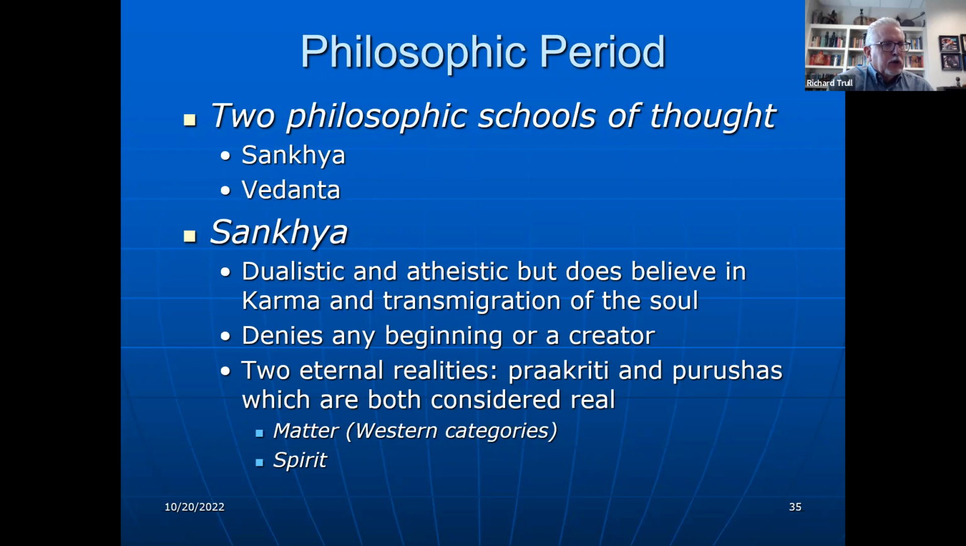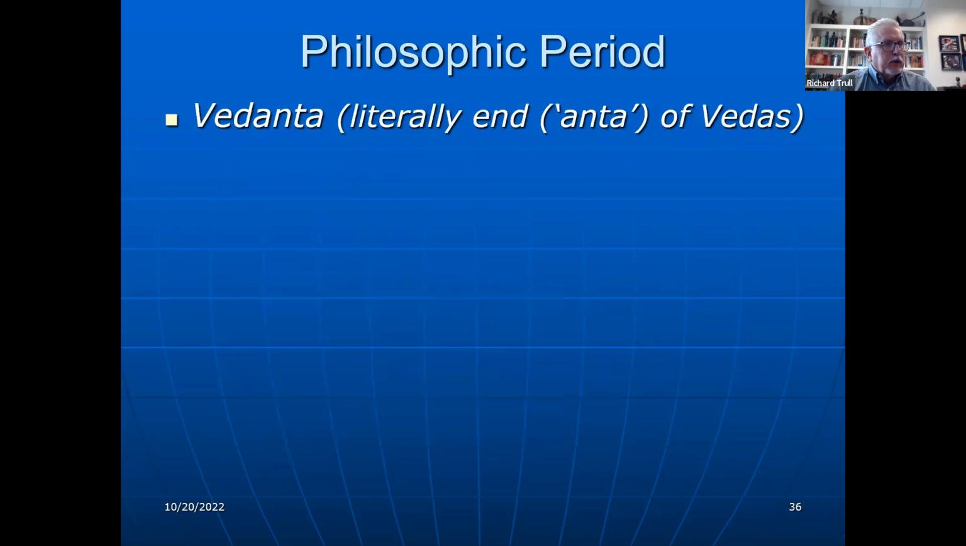There are two eternal realities, the Prakriti and the Purusha, which are both considered real. That would be matter and spirit. So there's your dualism there. But those are Western categories, and sometimes our words like matter and spirit may carry connotations that their words would not necessarily carry. So you always have to be careful about things like that. Now on the Vedanta side, it literally means end of the Vedas.